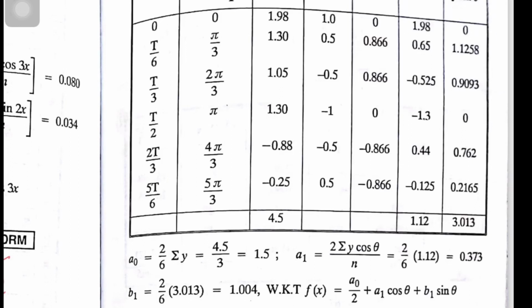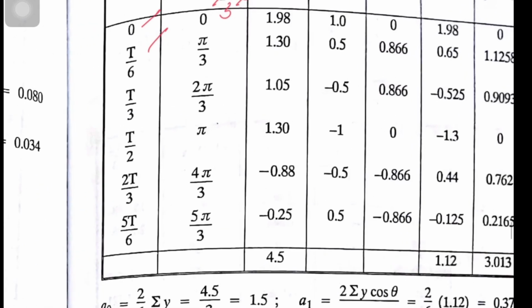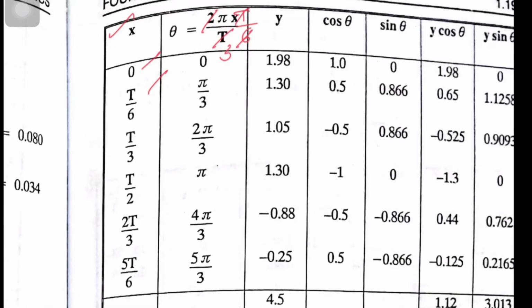From the question, we directly put the x value. Suppose I am putting t by 6 here, t and t get cancelled, and 2 and 6 become 2 by 3, which is nothing but pi by 3. Like that we get pi by 3 here. Similarly, you put t by 2 to get pi, 4 pi by 3, like that.